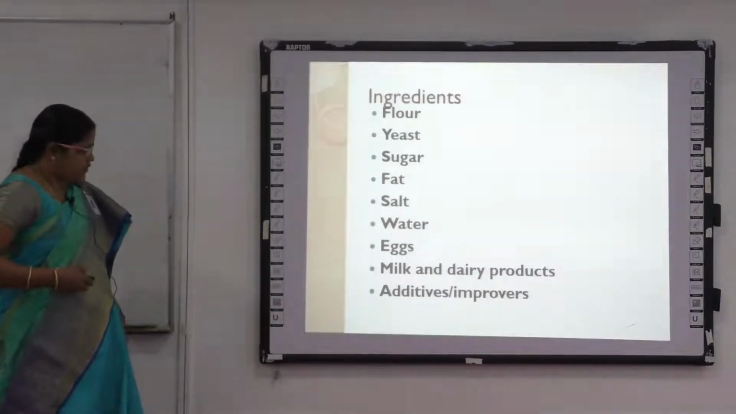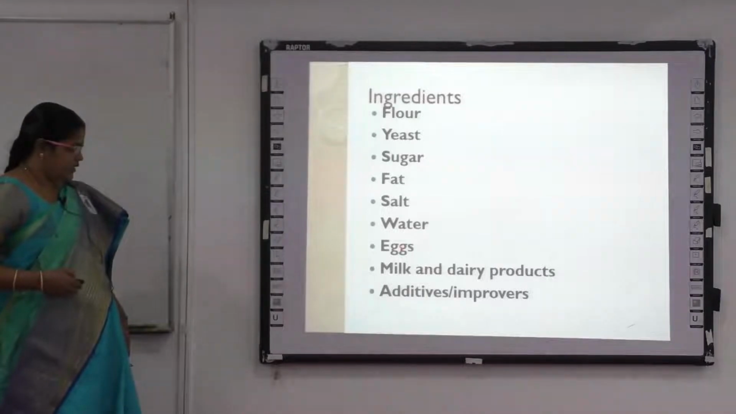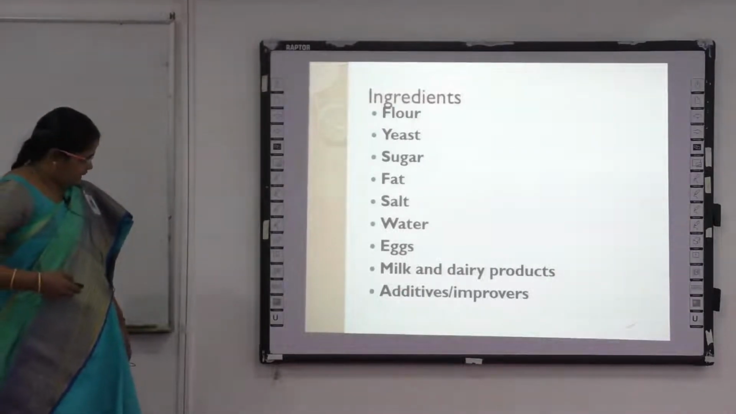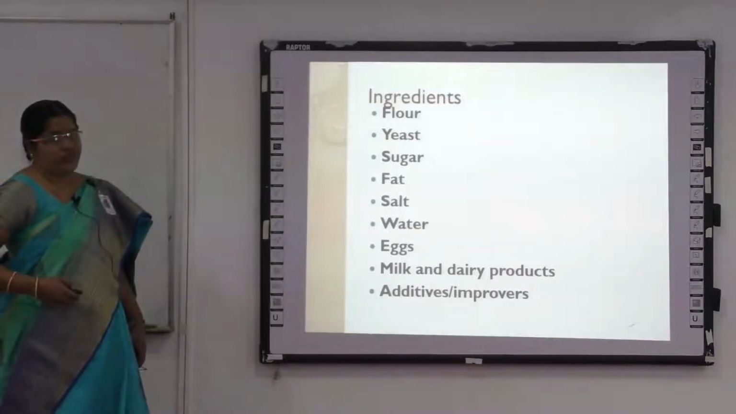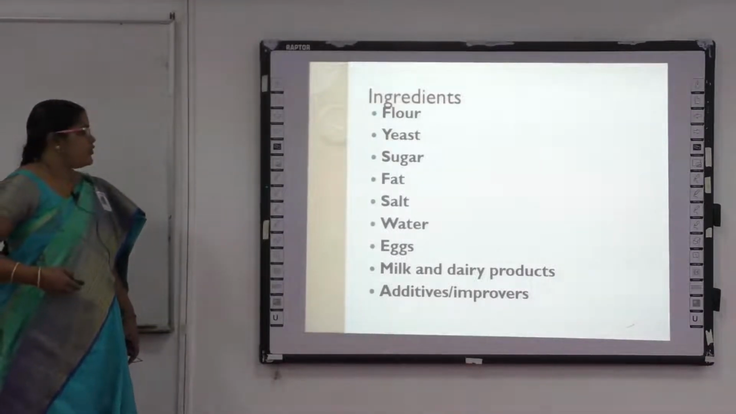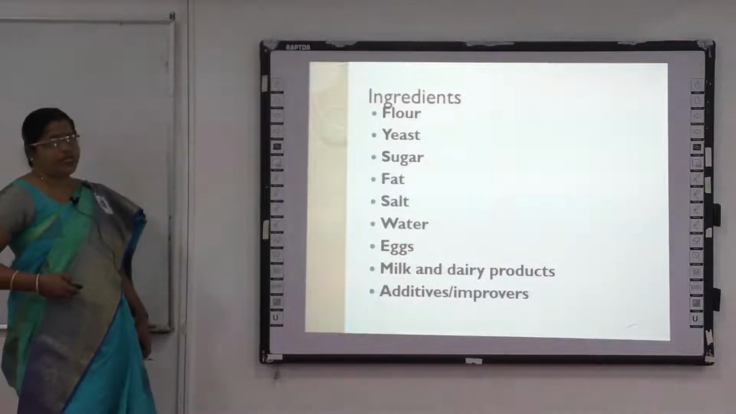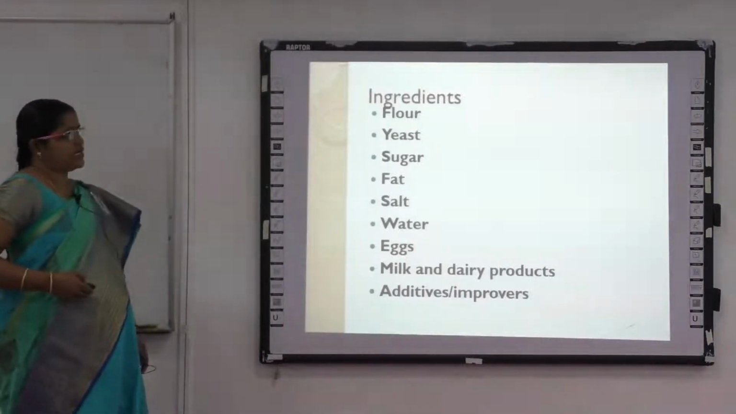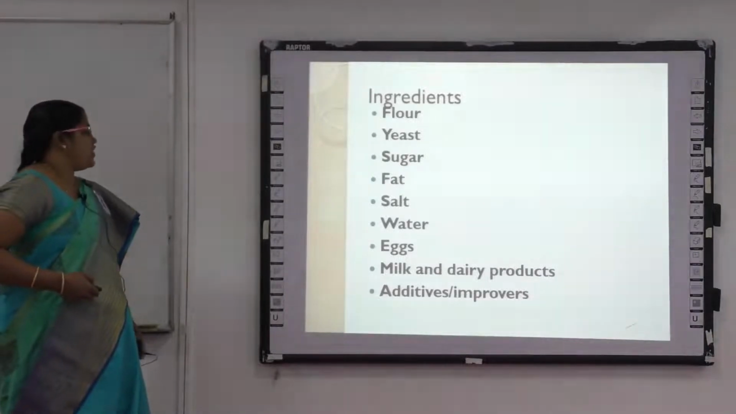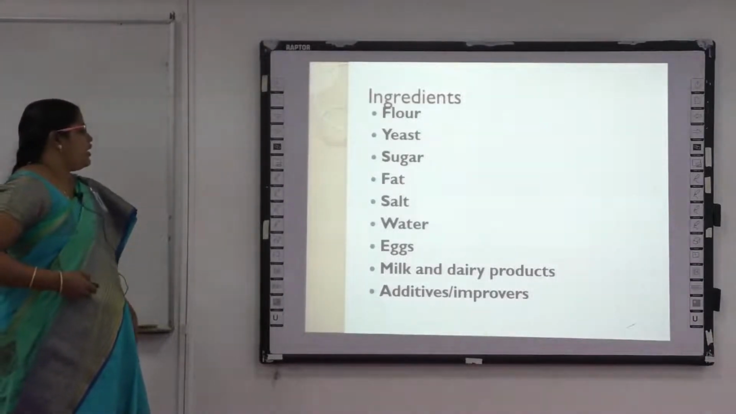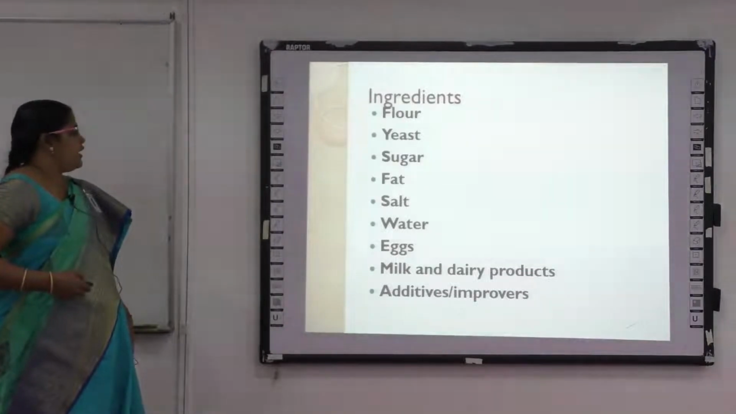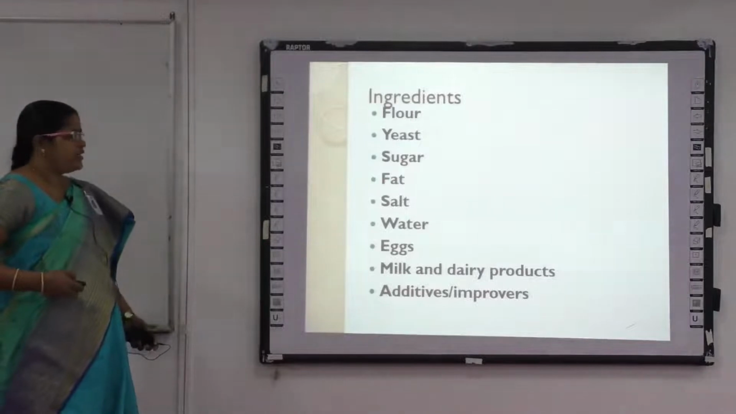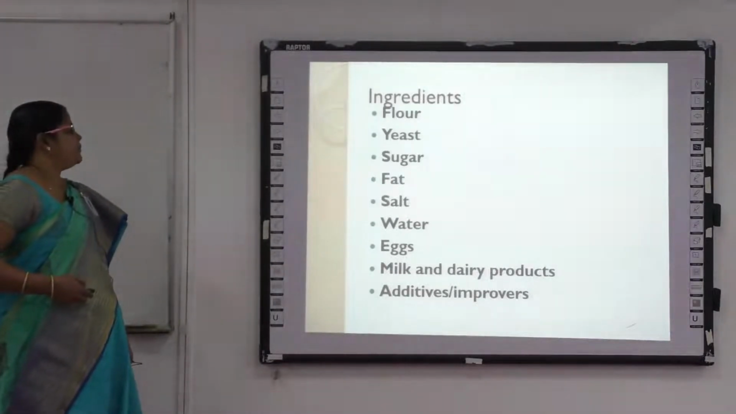The last three are optional ingredients: egg, milk and dairy products, additives or improvers. Additives or improvers are generally used in commercial bread production in order to enhance quality attributes like color, softness, texture, flavor. Milk and egg are optional ingredients which could be used in specific types of bread.